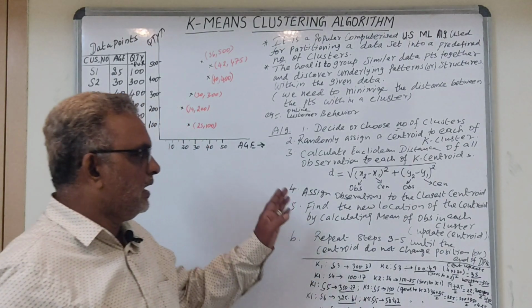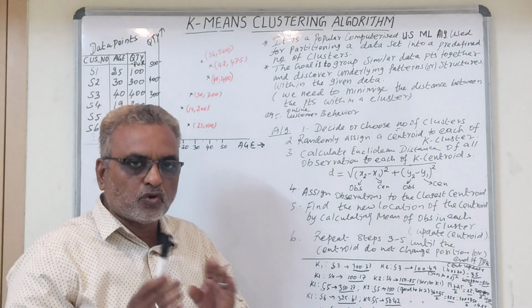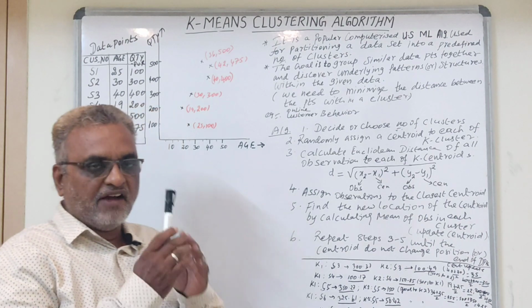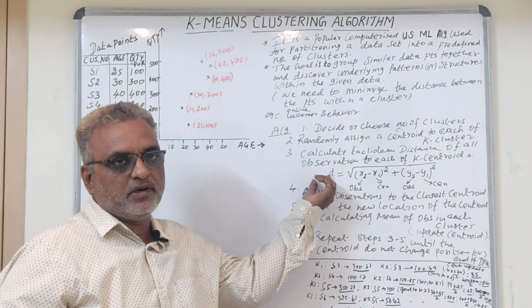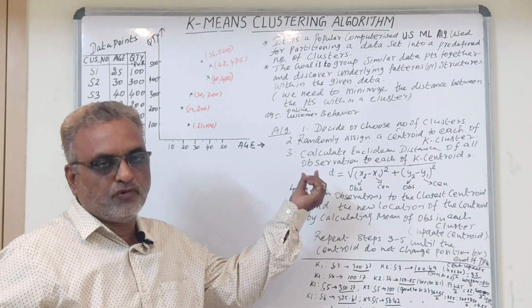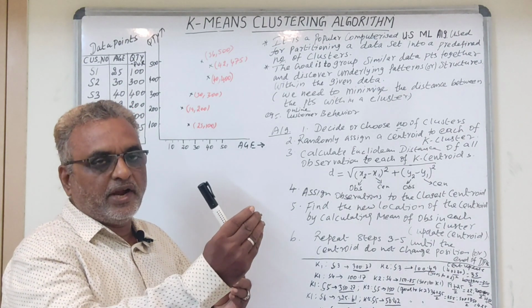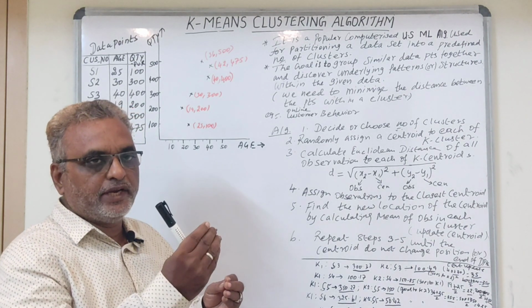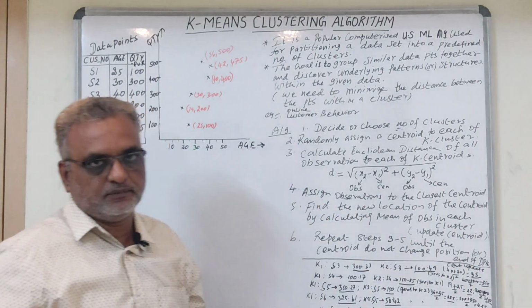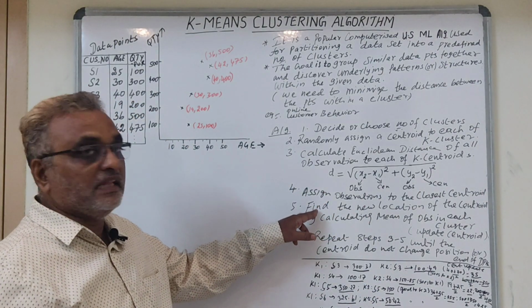Step number 4, assign the observation to the closest centroid. So after calculating the distance, depending upon the value of the distance, you have to take the point and move the point to that particular cluster, the nearest one.